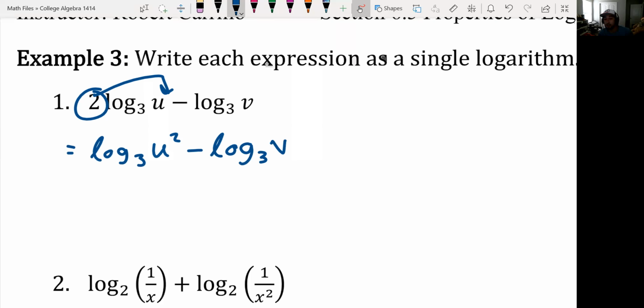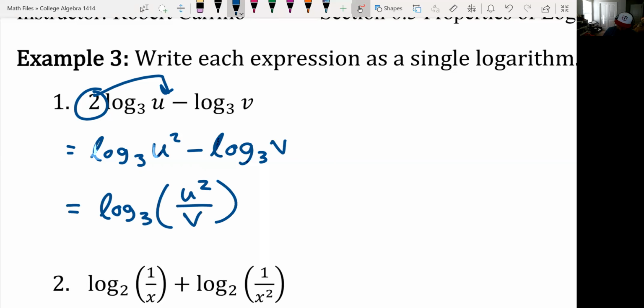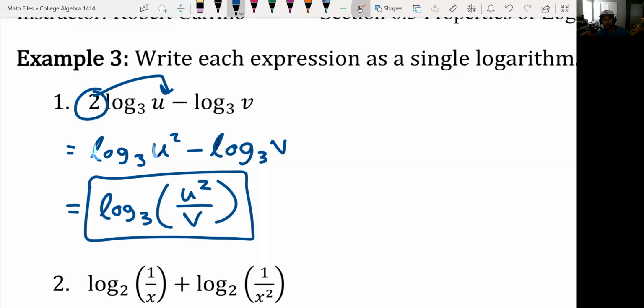And now this is going to use the quotient to difference. So we can rewrite this as one single log, saying log base 3 of u squared over v. And that's done.